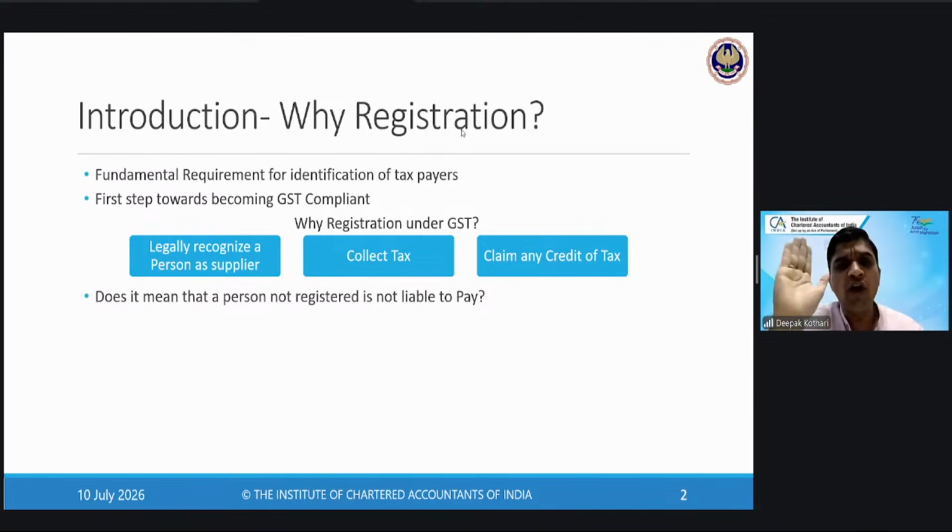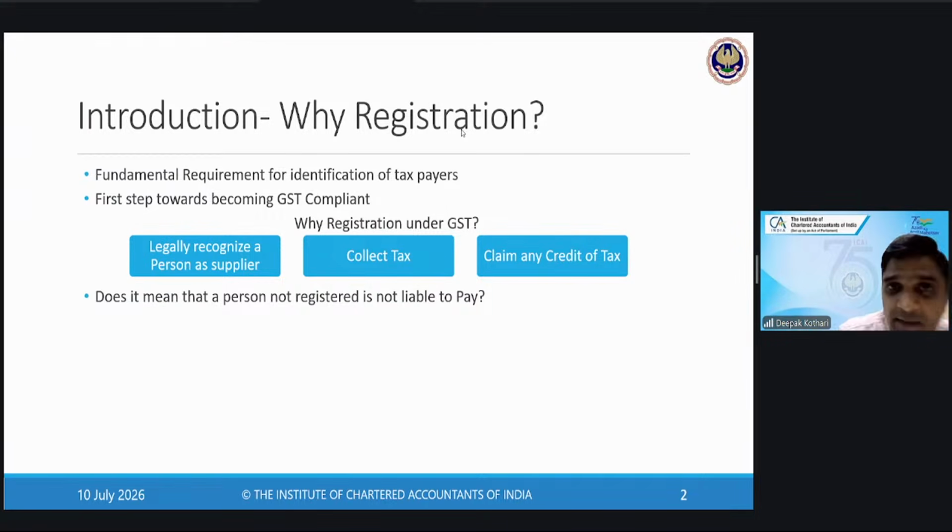Now, you all answered this. So does it mean that, can I say that a person who is not registered is not liable to pay tax? Can I make a statement like this, that I've made sales, but I'm not registered, so I'm not liable to pay tax at all? Okay. Few students are saying yes. Few students are saying no, you are still liable to pay tax.